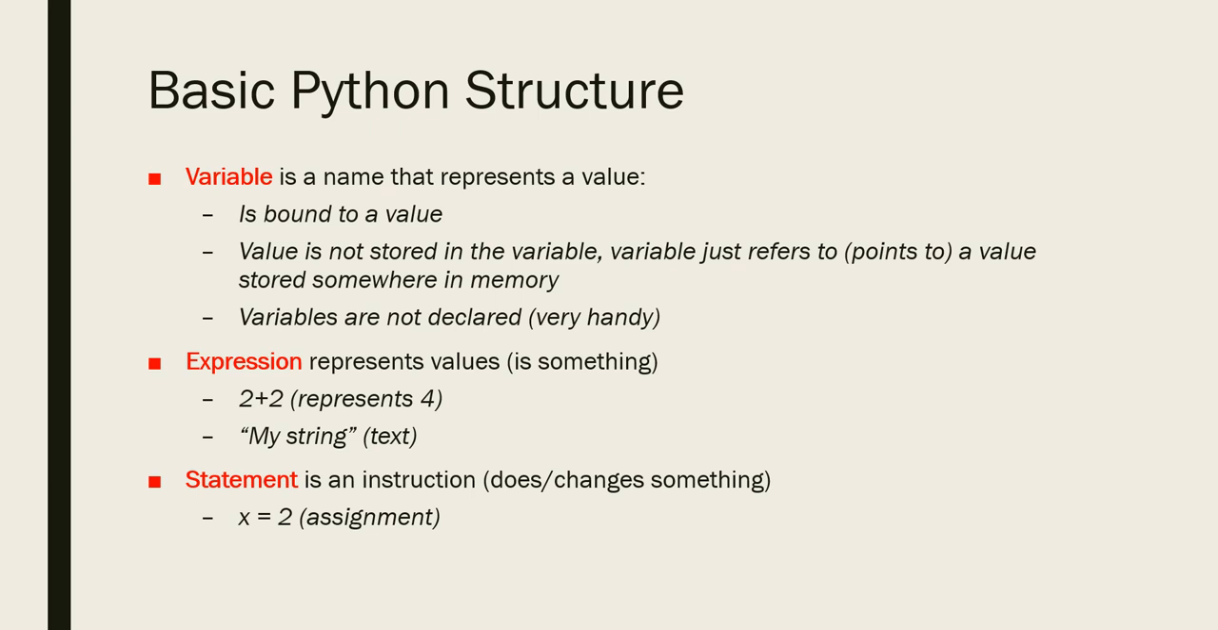Now, expression. A variable is a name. An expression represents values. So an expression is basically a combination of values. So 2 plus 2 represents 4. My string represents text. And finally, we have statements, which are instructions to do something. The very basic one is assignment. When you write x equals 2, you assign value 2 to your variable x.